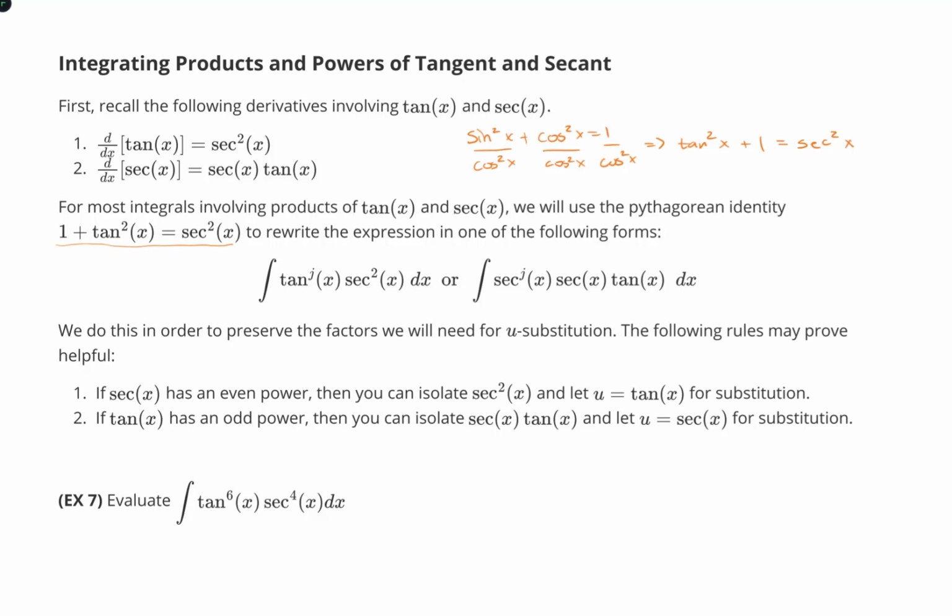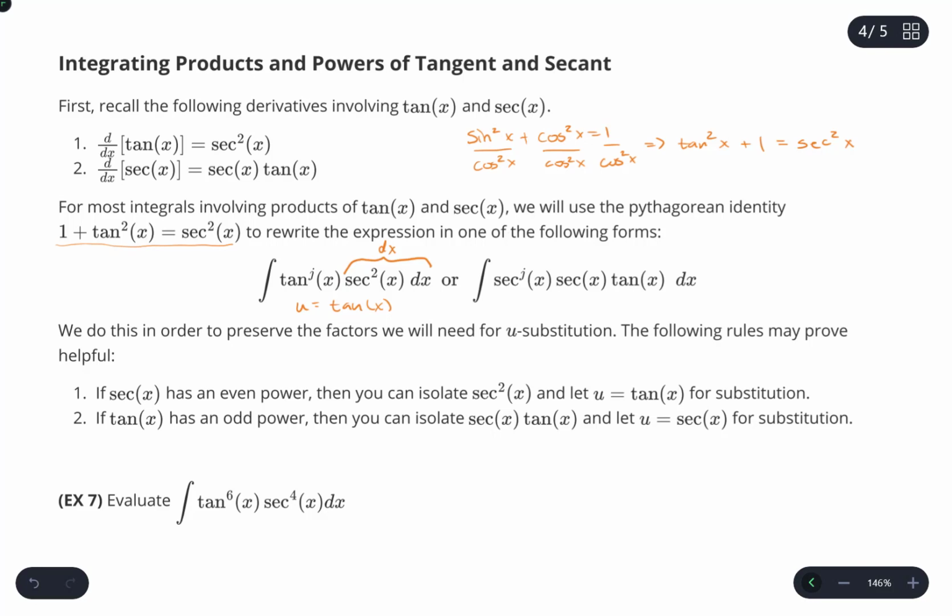Now, what we would like to do, in the same fashion as with sine and cosine, is preserve a factor for u substitution. So for instance, we might wish to preserve a factor of secant squared, because ultimately what that means is I'm going to use tangent as my substitution so that du is secant squared. Or I need to preserve a factor of secant times tangent to use as du if I am substituting with secant of x.